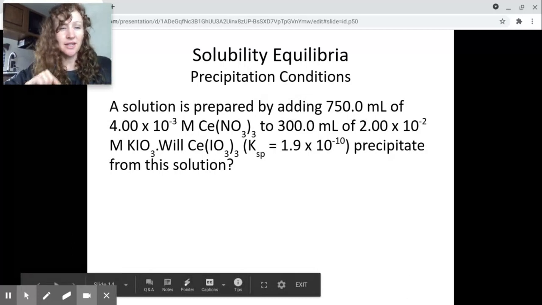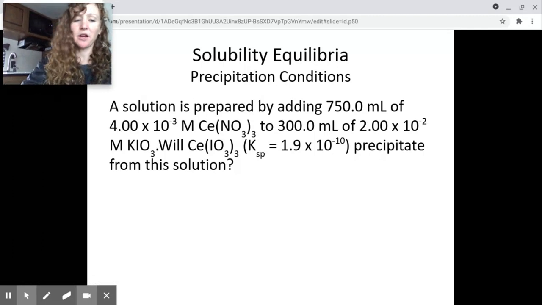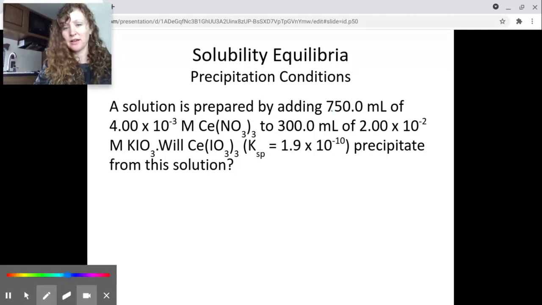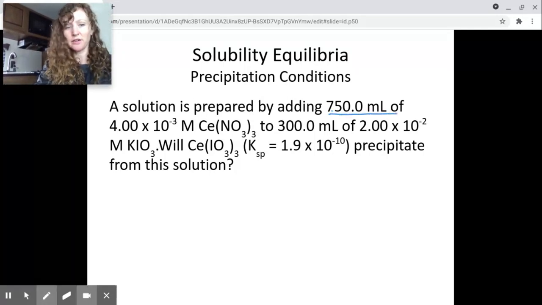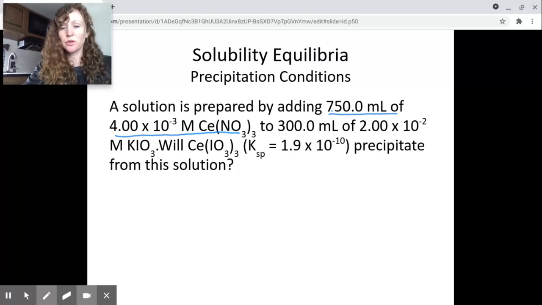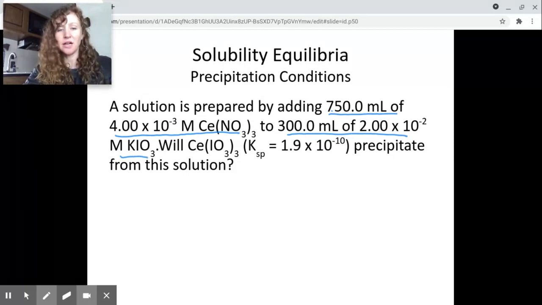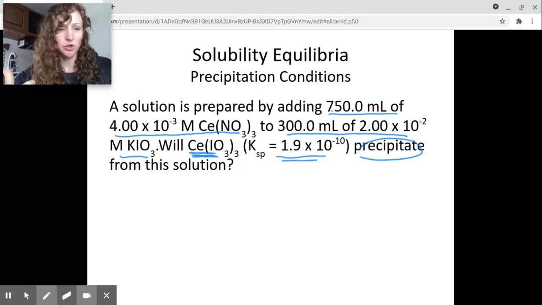Okay, so let's look at the math behind this. A solution is prepared by adding 750 milliliters of 4 times 10 to the negative third molar CeNO3 to a volume and molarity of KIO3. So will CeIO3, this is going to be our reaction, to give us the KSP, will it precipitate from this solution?